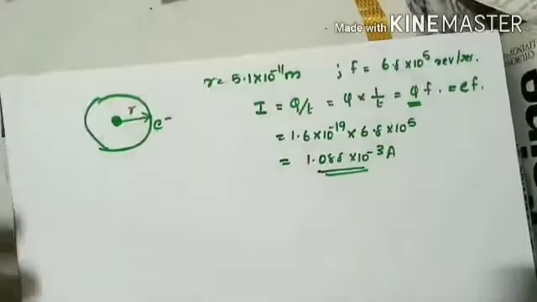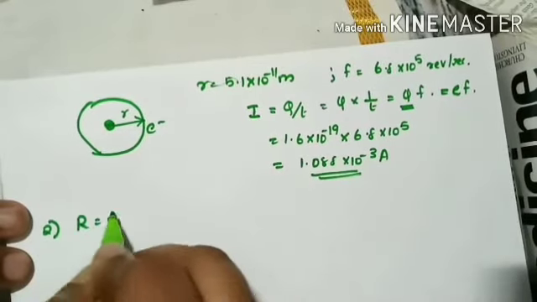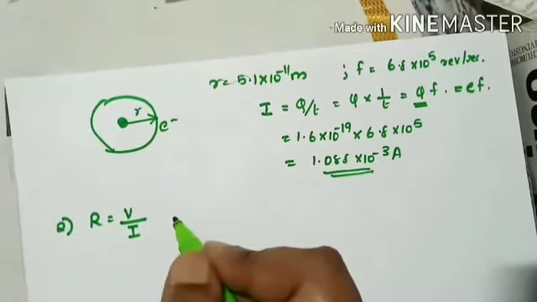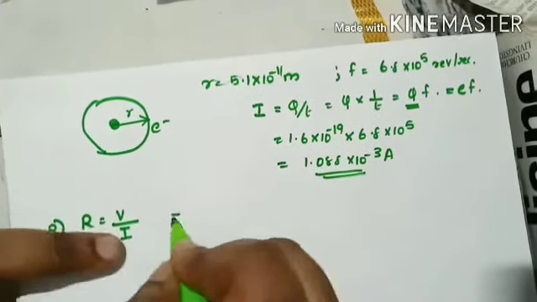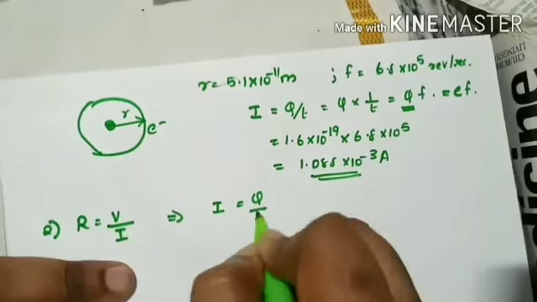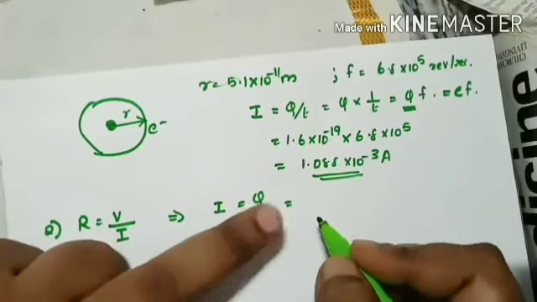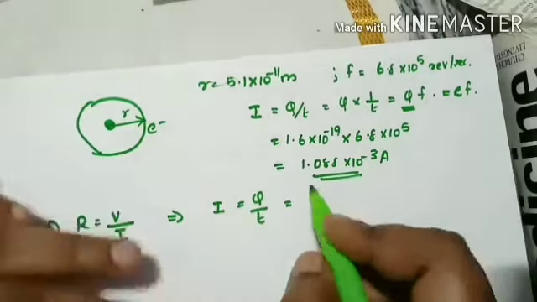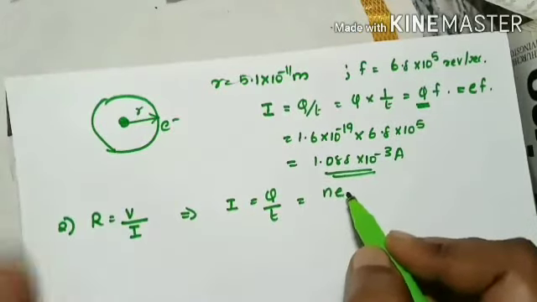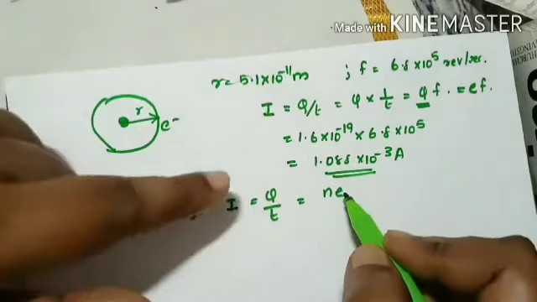So what is the basic equation for resistance? Second question, R is equal to V by I. This is the effective current flowing through the cross section. So in place of I, I can write the basic equation of I as Q by T. Now the charge which is flowing, we usually write as N into E. But here there are two types of charge flow. One is positive and the other is negative. So both have to be included.